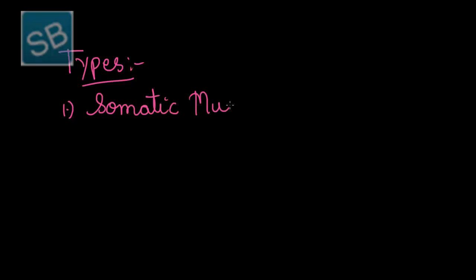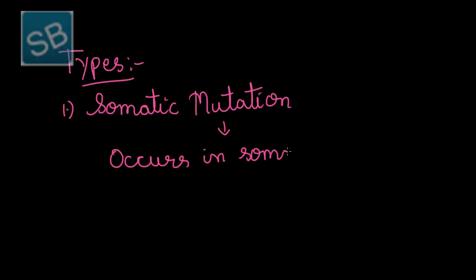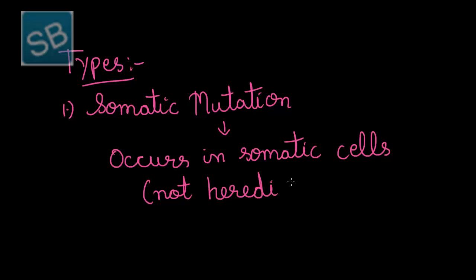Now, there are various types of mutation occurring in different cells. These types include, first, somatic mutation. The term itself suggests that such a type of mutation generally occurs in somatic cells, that is the cells that are responsible for the creation of autosomes, and it is not hereditary, because such a type of mutation does not occur in the sex chromosome.